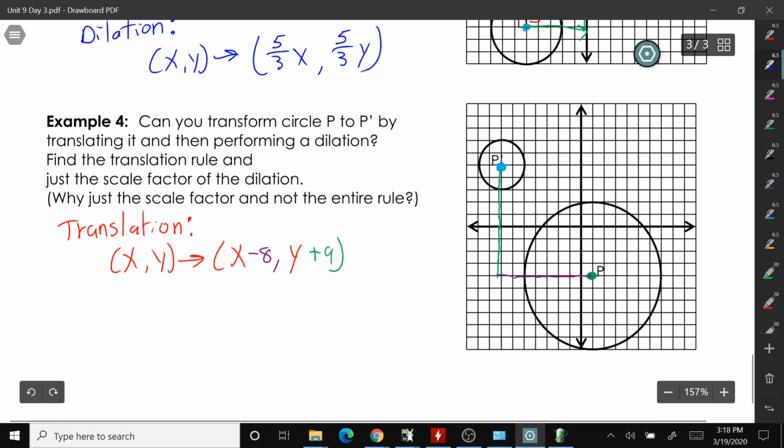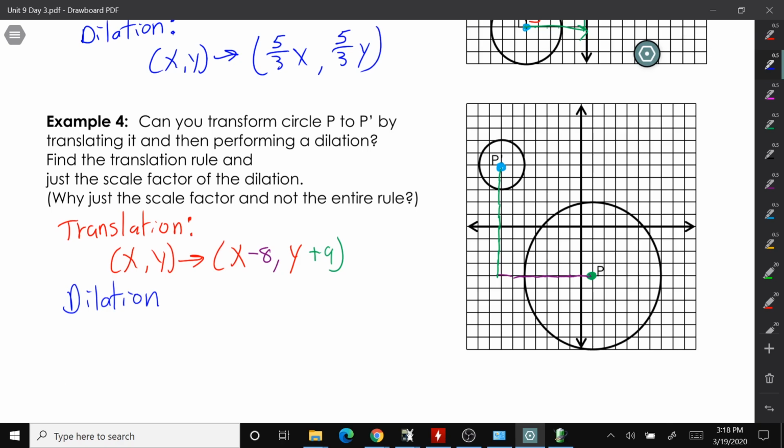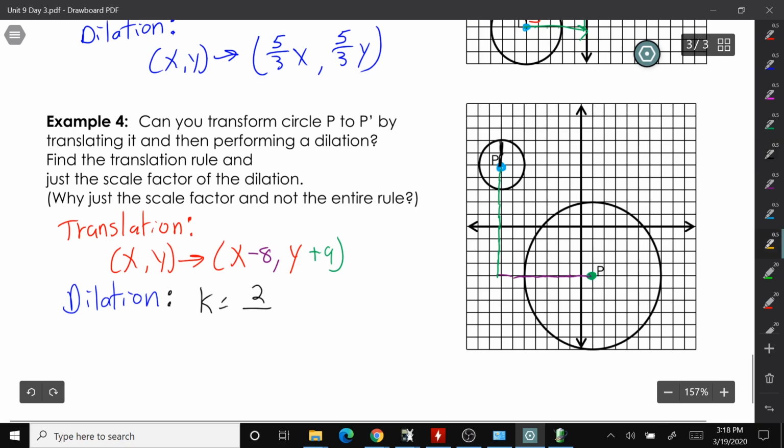Then our dilation rule. The radius of P prime is 2. So k is going to be 2 over the radius of P, 1, 2, 3, 4, 5, 6, which is 1/3. So the rule for that would be x comma y goes to 1/3 x comma 1/3 y.